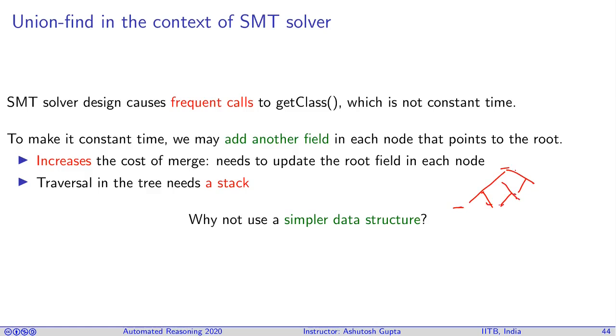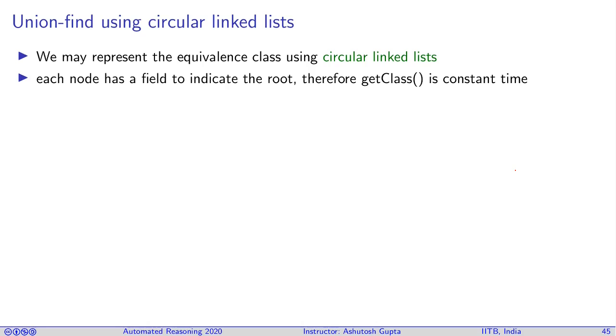So therefore let's use a simpler data structure, and people have realized that this tree does not give us too much advantage. Let's go for something far simpler. We may implement equivalence classes using circular linked lists, and each node has a field to indicate the root, and therefore get class is constant time. Merging two circular linked lists is done via the next field.